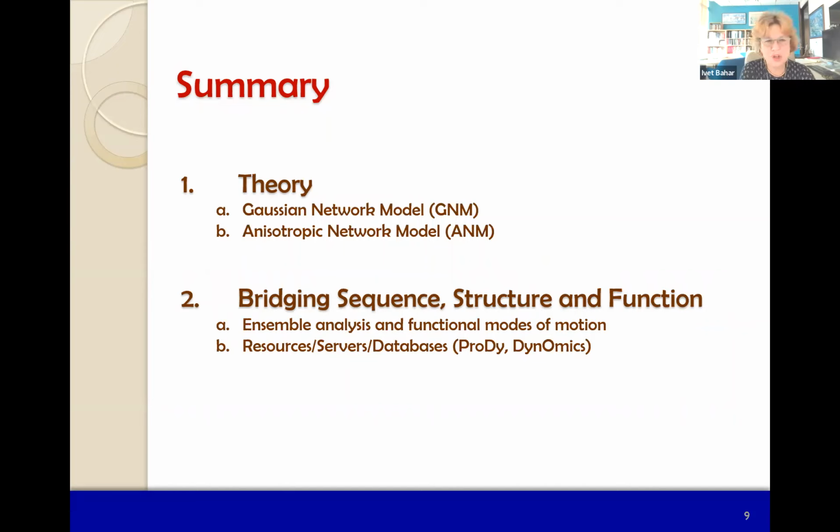Now, here is a summary of my presentation. First, I'm going to talk about the theory, elastic network model foundations. One is called the Gaussian network model, and the other is the anisotropic network model, GNM and ANM. And then I'm going to talk about the types of analysis that we do for understanding function, generating functional information from sequence and structure. Today, we're going to talk about how you generate it from structure.